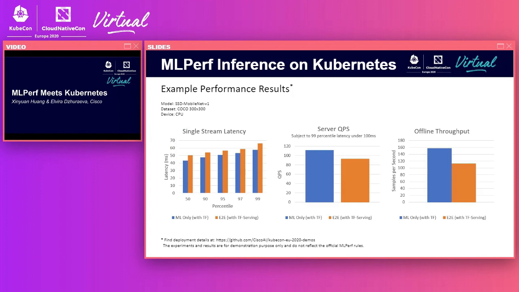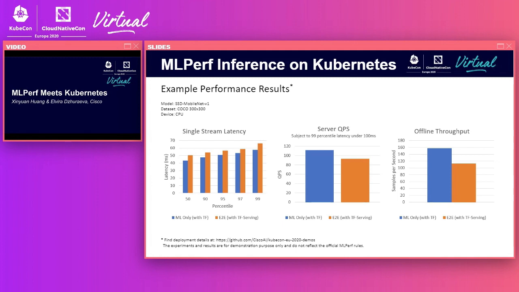So finally, we want to show some example performance results from a very simple, very small experiment we did. Before we go into details, I just want to clarify that the experiment settings and the target requirements are all fitted to our specific testing environment and are not directly aligned with MLPerf's official rules. So please take it as a demonstration only, and do not compare it with official MLPerf results.